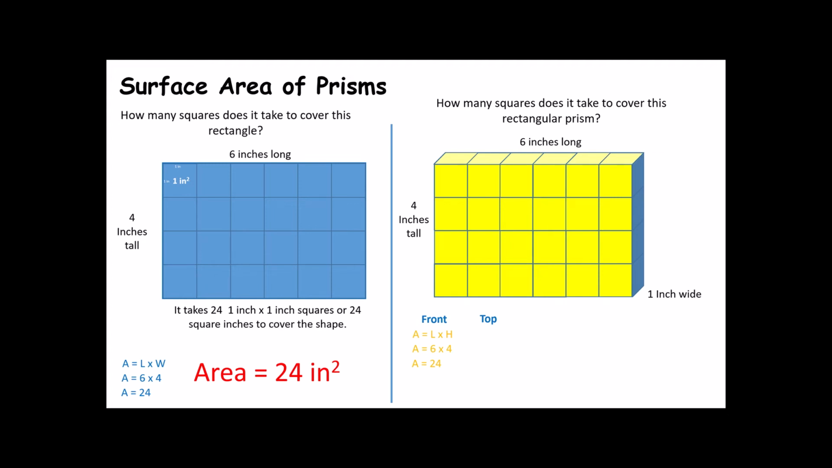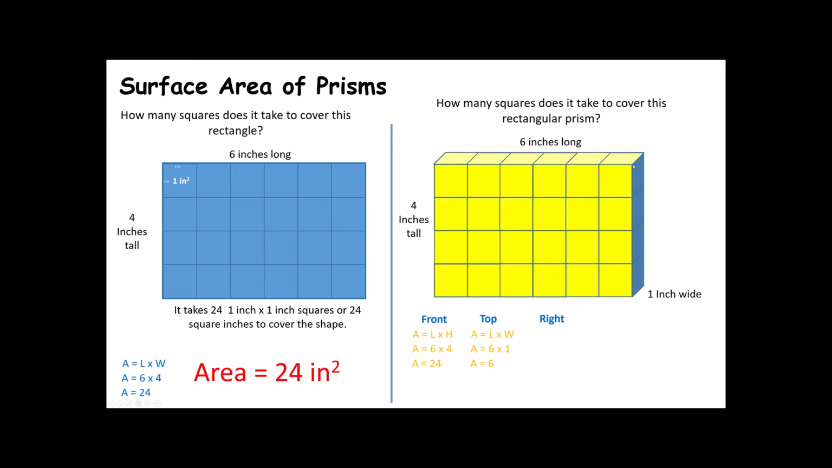In fact, I could also find the area of this rectangle by taking length times width, which is 6 times 1, which is, of course, 6. Notice here that we still have more sides that are not yet covered. If I want to find how many squares it takes to cover the right side, I'm going to notice that this is 1, 2, 3, 4 inches tall and 1 inch wide.